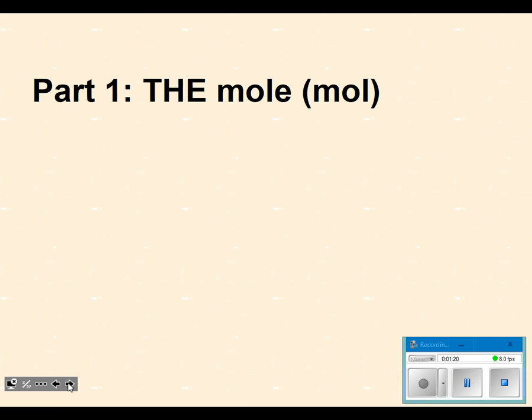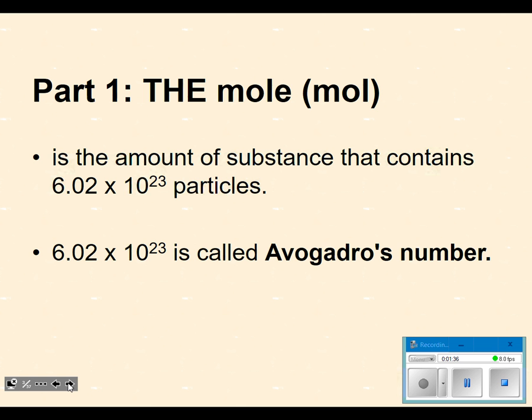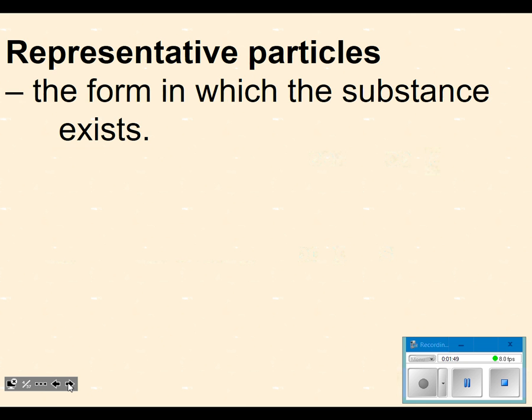All right, the mole. This is a really important concept that will be carried over all throughout the rest of the year. But the mole is really just an amount of a substance, and the amount of that substance is 6.02 times 10 to the 23rd particles. This number of 6.02 times 10 to the 23rd is also called Avogadro's number, so it's given a specific name, but those particles are what represents a mole.